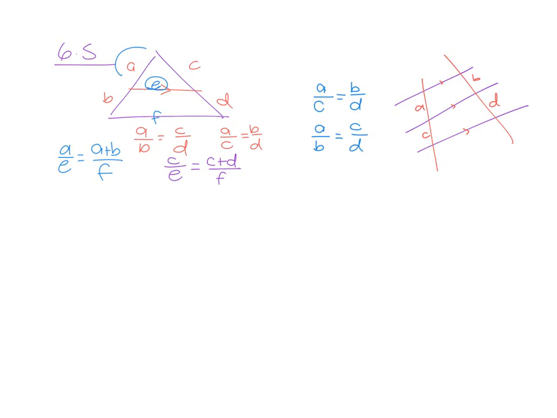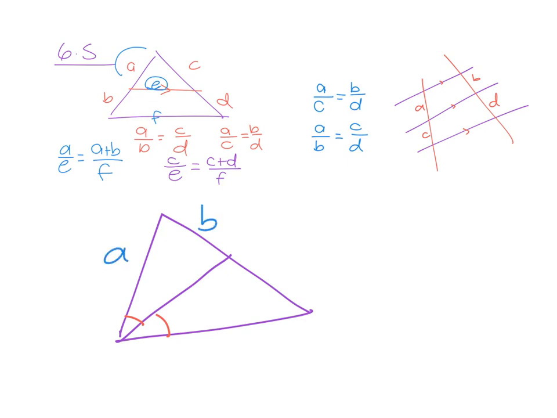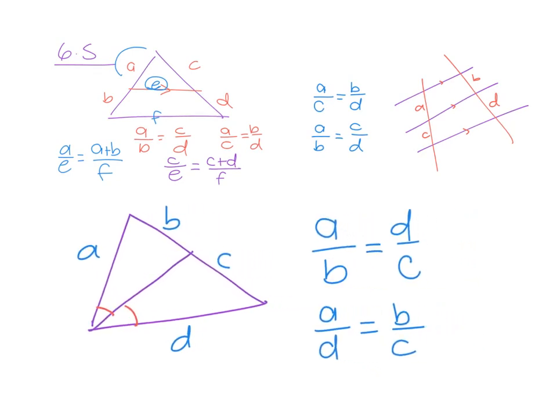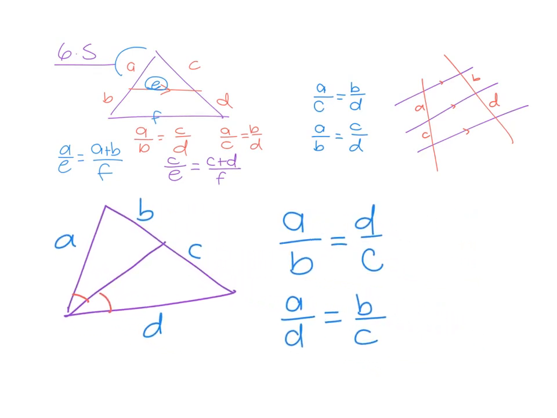And then the last one was the angle bisectors. So if you've got a segment that bisects an angle, it cuts the side opposite into 2 parts that would be proportional to the sides of the angles. So A, B, C, D. I can say A over B would equal what? D over C. I can say A over D would equal what? B over C. Or I could flip either of those. I could say B over A equals C over D, or I could say D over A equals C over B.